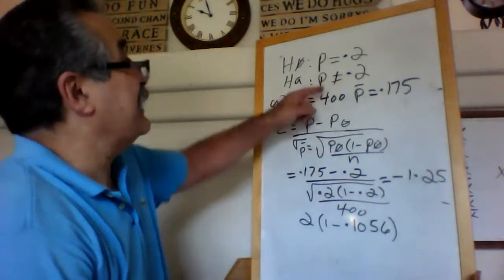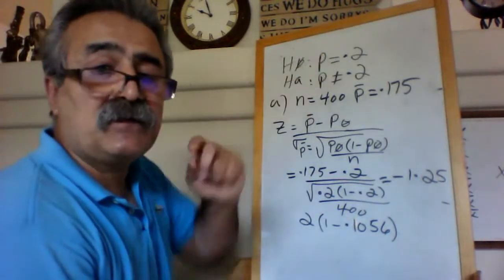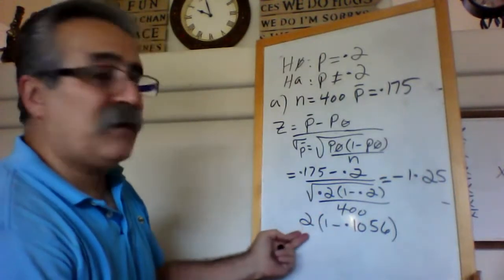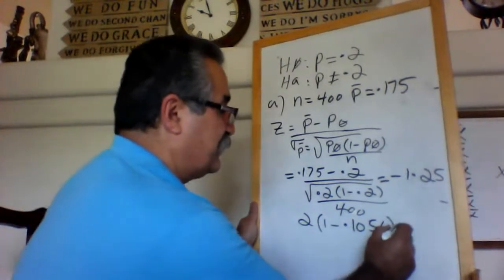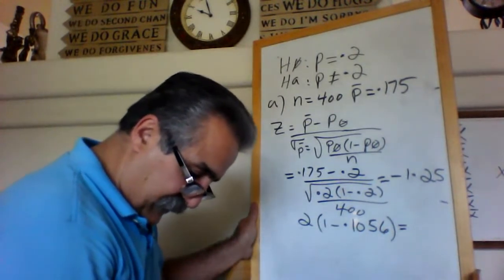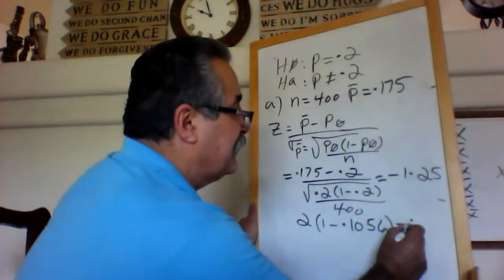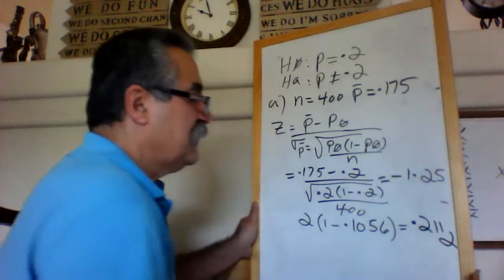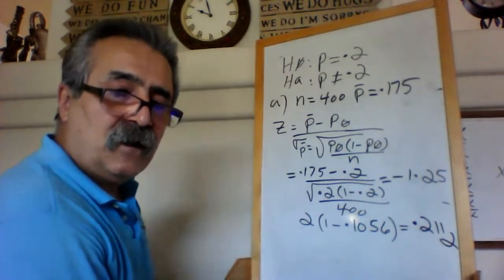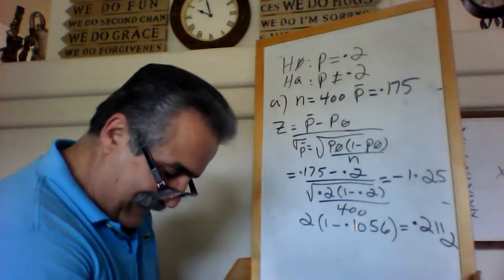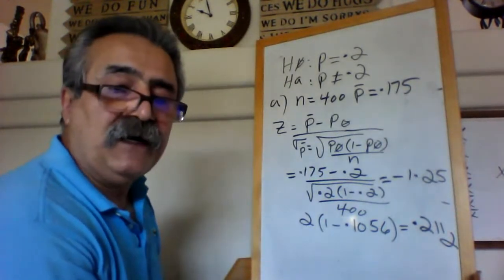So this is the area for negative 1.25. That's one side because this is a not-equal alternative. This is one tail. We have to subtract it from 1 and multiply by 2 to get the actual p-value. So our p-value comes out to be 0.2112. That's our p-value.